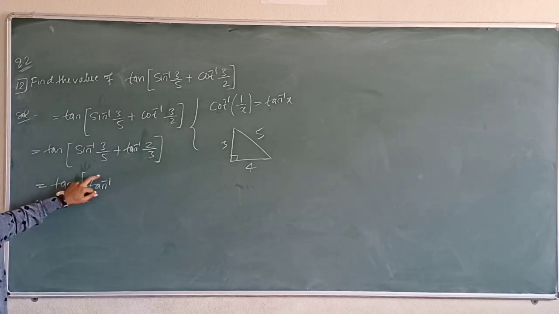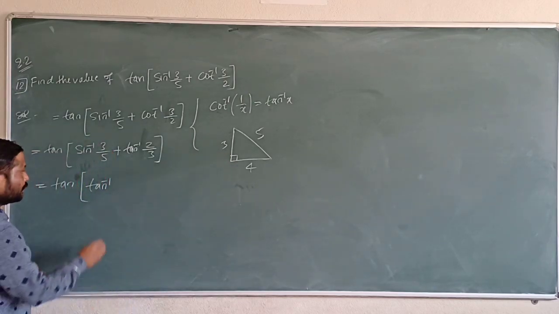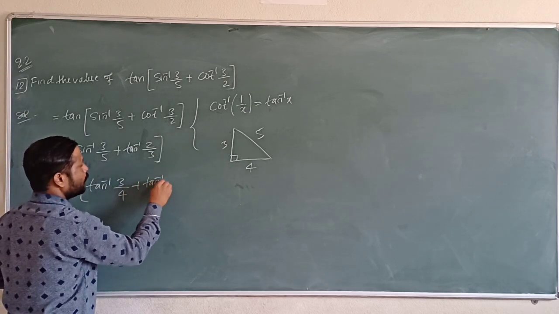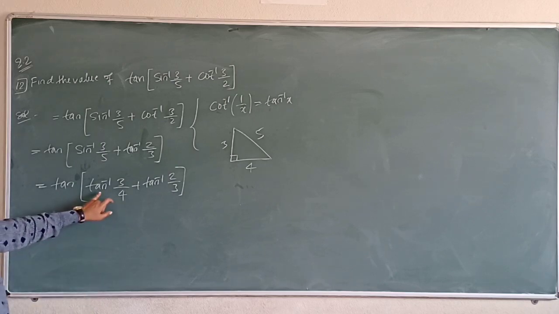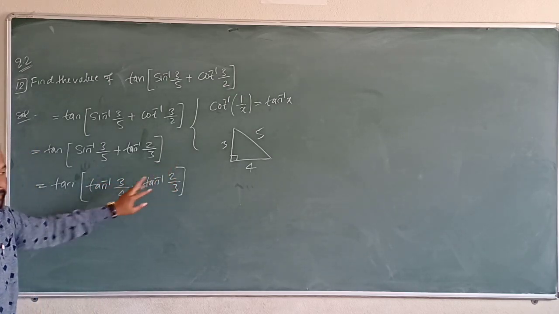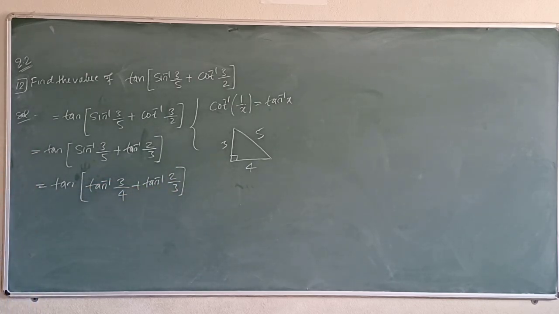What is the tan inverse of the sides' ratio? Opposite by adjacent, 3 by 4 now. Right? This 3 by 4 plus tan inverse of 2 by 3 now. Now we can simplify, because here it is possible to apply the property: tan inverse x plus tan inverse y. Right? What is the property?